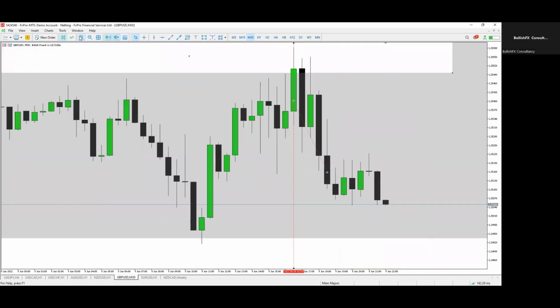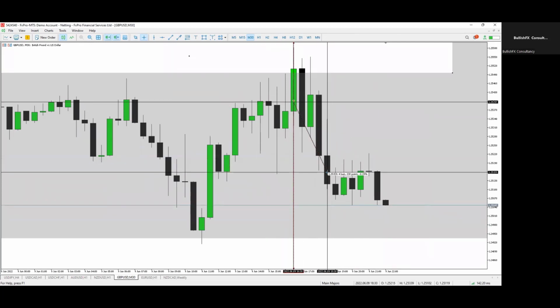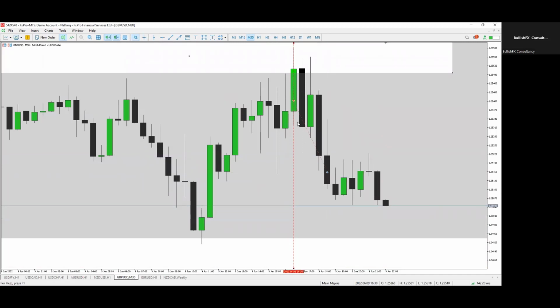Let me zoom in so that you can see. Right here, this is where I went short on this arrow. You can see that's my shorting trade, almost 23 pips.